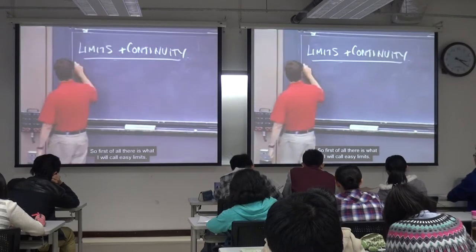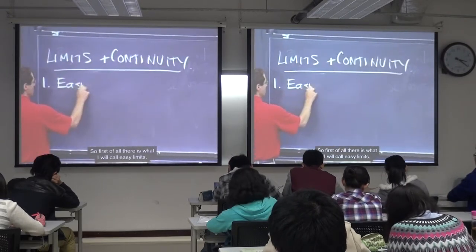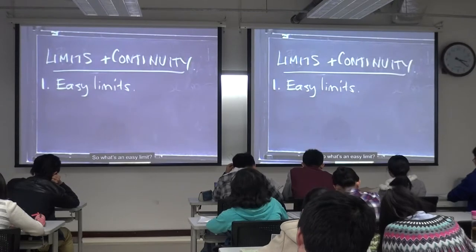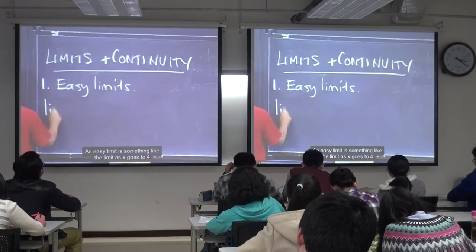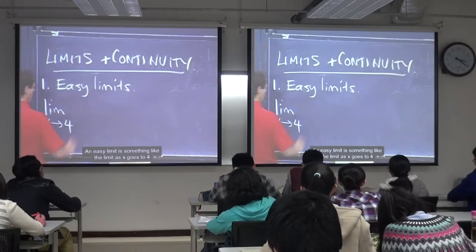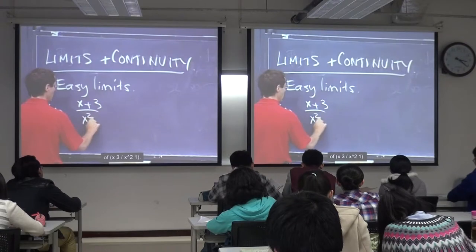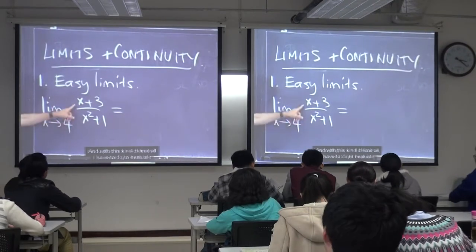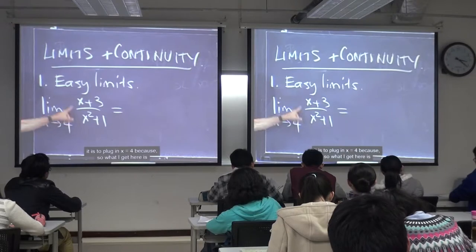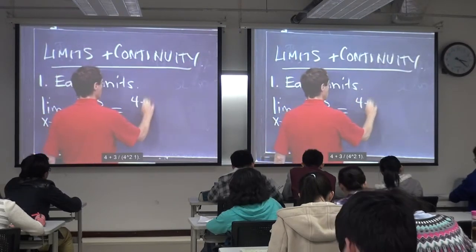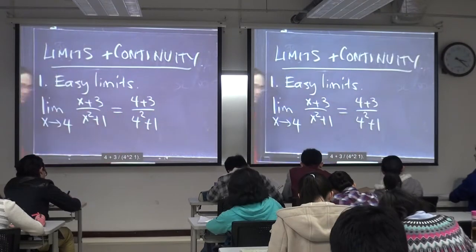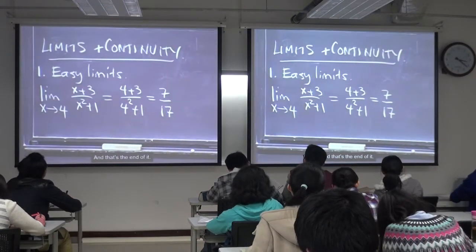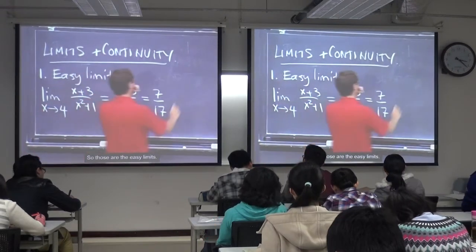So first of all, there's what I will call easy limits. So what's an easy limit? An easy limit is something like the limit as x goes to 4 of (x plus 3) over (x squared plus 1). And with this kind of limit, all I have to do to evaluate it is to plug in x equals 4. So what I get here is 4 plus 3 divided by 4 squared plus 1. And that's just 7 divided by 17. And that's the end. So those are the easy limits.